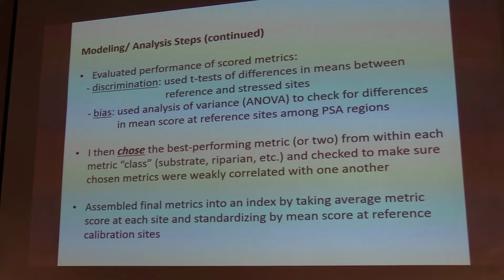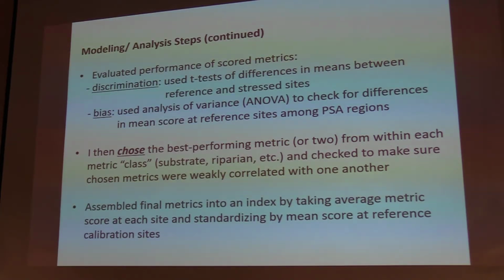I then chose the best performing metric or two from within each of the metric classes and checked to make sure that the chosen metrics were weakly correlated with one another. The reason I put "chose" in bold there is because I used a little more best professional judgment to put the index together than what we've done for previous indices. In the past, we've taken all possible combinations of good performing metrics and put them together in a bunch of different what we call proto indices, and then chosen the final index from a set of proto indices. What I did is choose the best metrics up front and then just develop a single index.